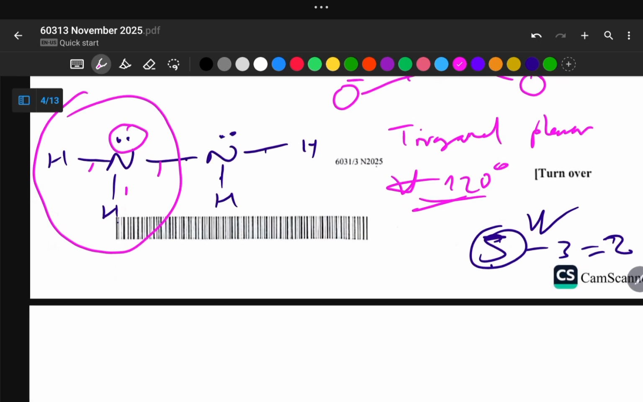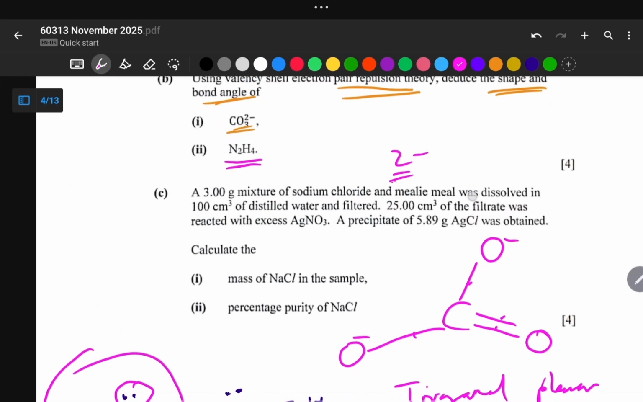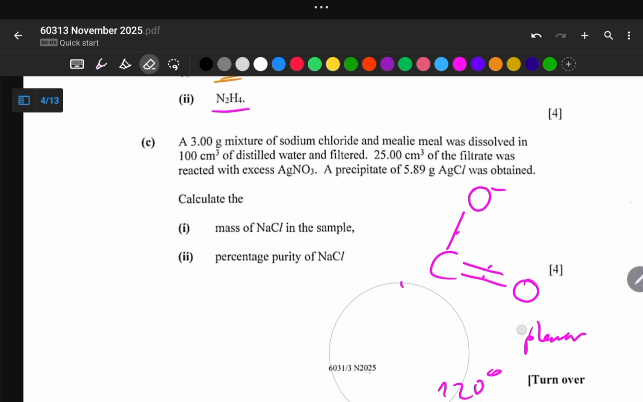The shape is equal to trigonal pyramidal with a bond angle of 107 degrees, right? So this one is the bond angle of each nitrogen atom in hydrazine, right? So this is how we are going to do it when deducing the shapes of these molecules, right? And then we proceed to the next part, which is part number C.